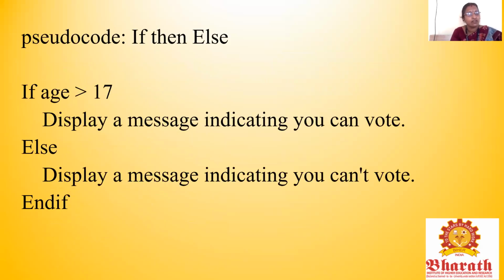And then this is the corresponding pseudocode I'm developing with the help of if-then-else. If your age is greater than 17, then display. So what is the objective here? If my age is greater than 17, I'm eligible to vote, to cast my vote. Or else I send a message indicating that I cannot vote. So now we write the pseudocode with the if-then-else statement. If your age is greater than 17, then display a message indicating that you can vote. Or else display a message indicating that you cannot vote.